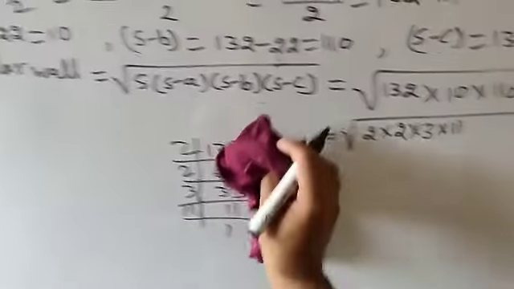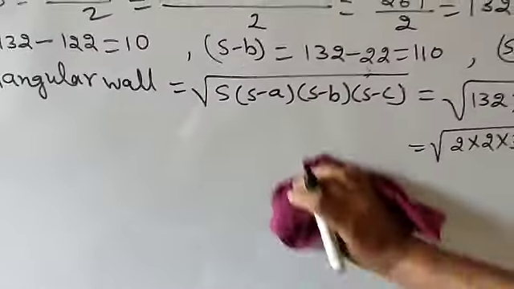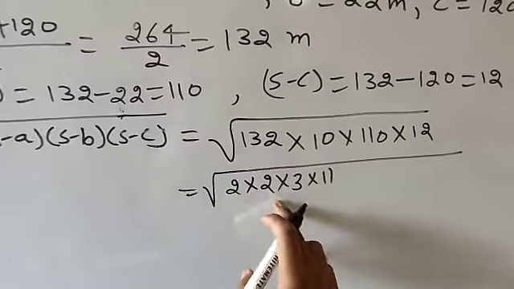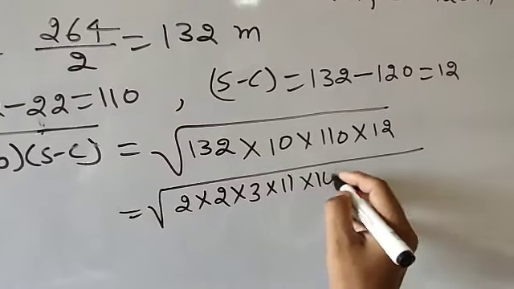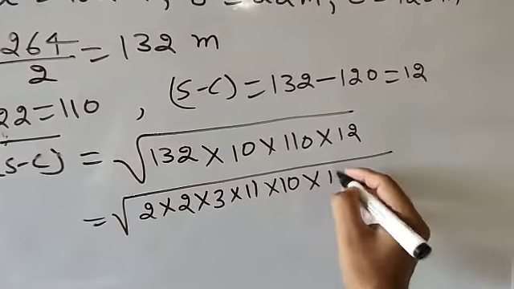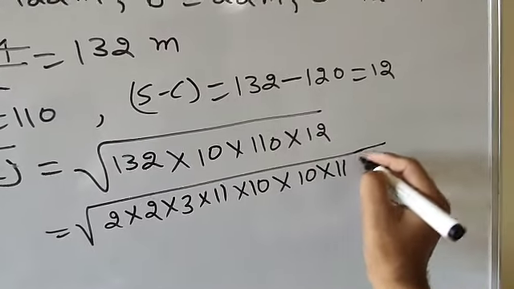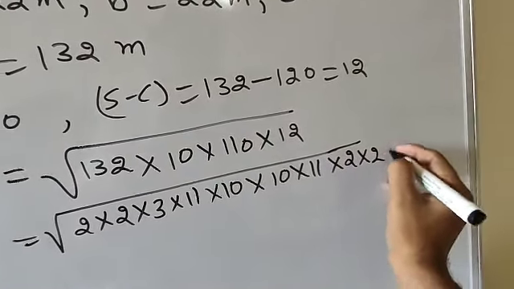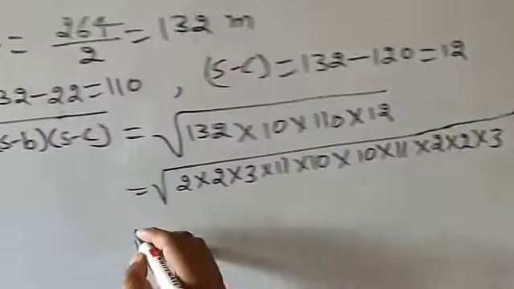I have written the factors of 132, that is 2 into 2 into 3 into 11. 10 can be written as 10. 110 can be written as 10 into 11, and 12 can be written as 2 into 2 into 3. Now make the pairing.